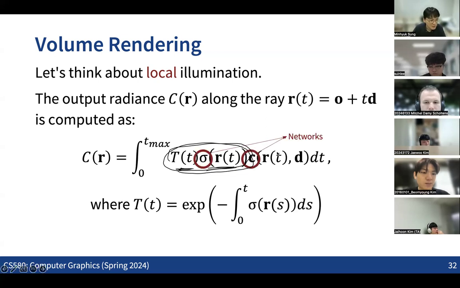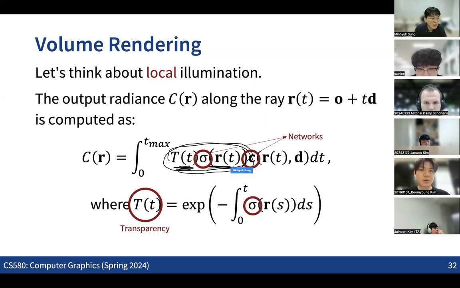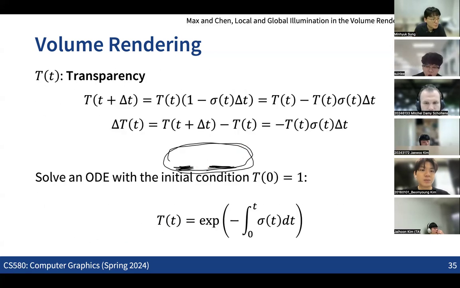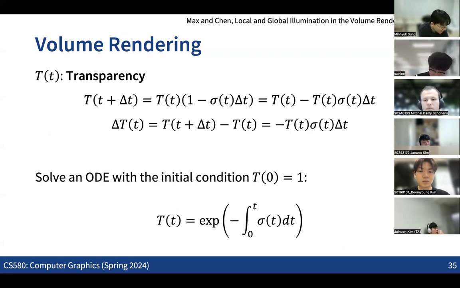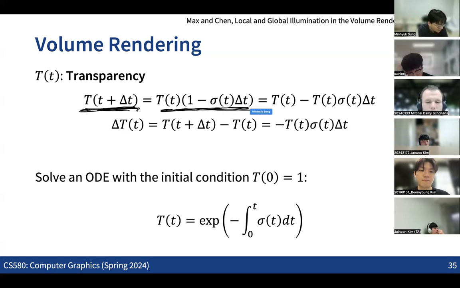Also, the transparency is calculated based on the opacity that we have, right? Then how should we calculate the transparency? By definition, the transparency is the probability of how likely the ray will not hit anything until that point. If we see the transparency at time t plus delta t, it should be a multiplication of these two. The meaning of this multiplication is that the ray should not hit anything until time t, right?